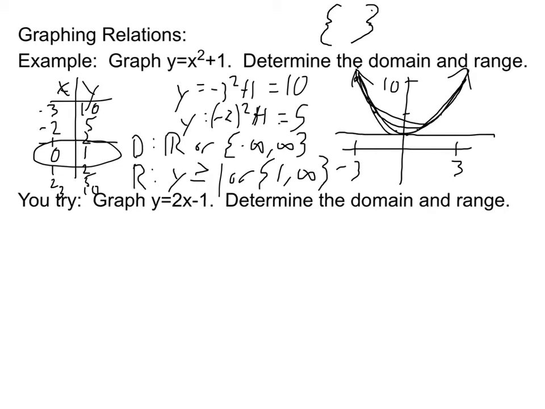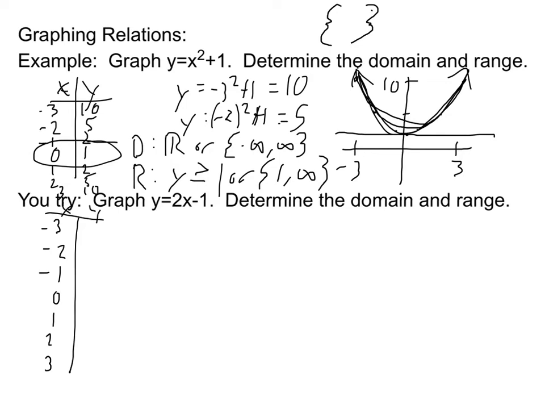So I want you to try now, determine the domain and range of the graph y equals 2x plus 1. Hit pause. Okay, so like I said, the easiest way for any relation, if you don't know how to graph it, is to just make a table. So again, if we just go from -3, -2, -1, 0, 1, 2, 3, if we find out all these numbers, this is our x's and our y's.